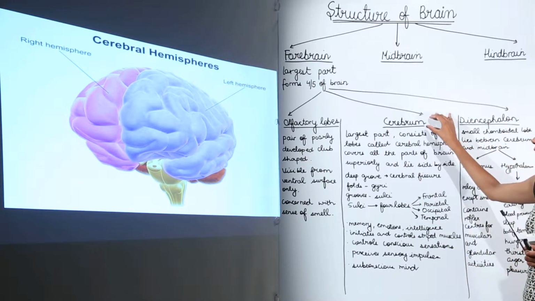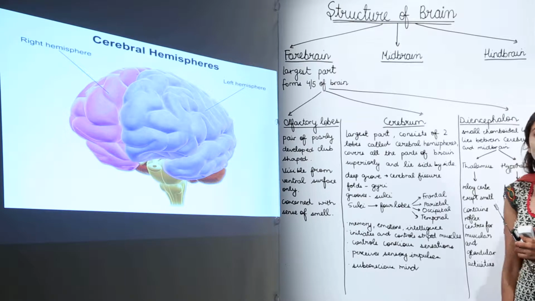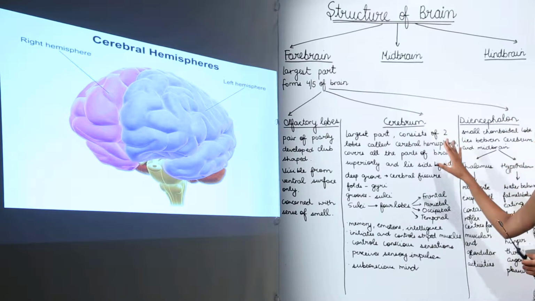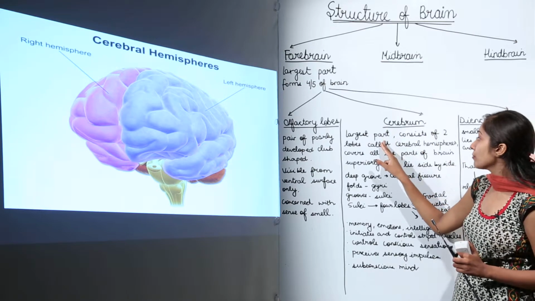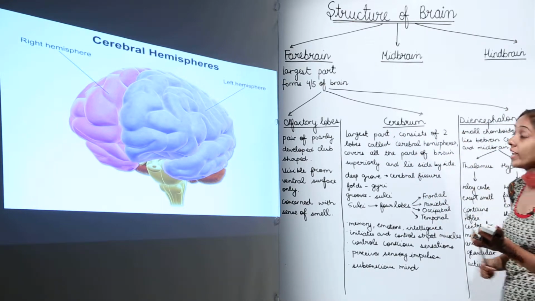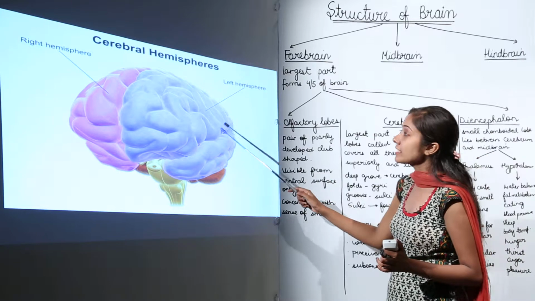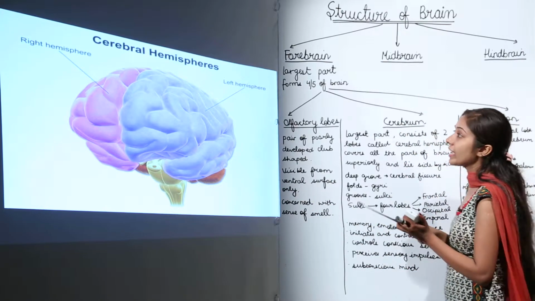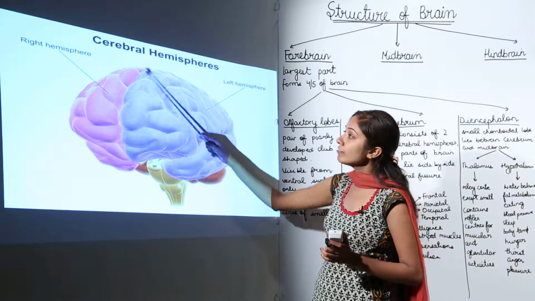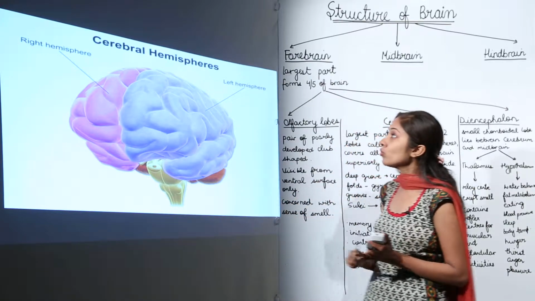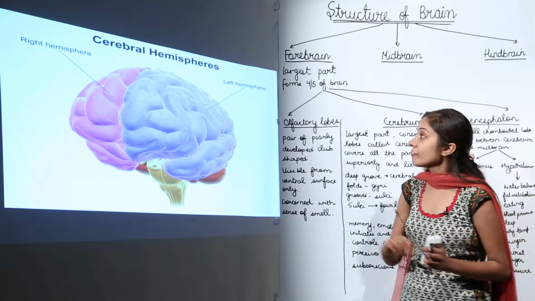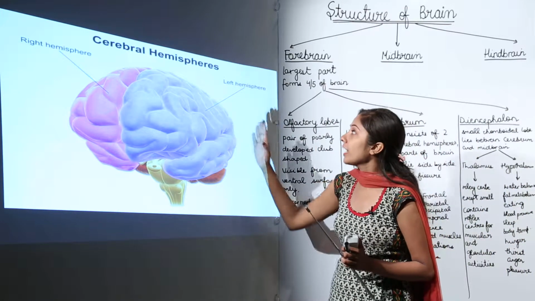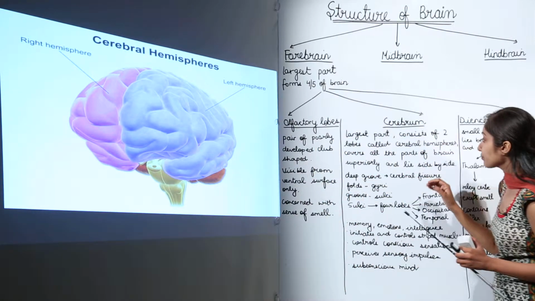Now, we have the major important part of your forebrain, that is the cerebrum. Cerebrum forms the largest part of your brain. It consists of two lobes that you can see here in the image, the cerebral hemispheres. We have a left hemisphere and a right hemisphere.